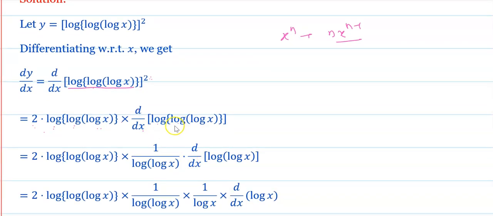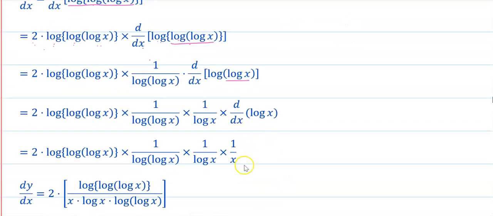Now the derivative of log log x. Derivative of log x is 1 upon this log x. Again, the derivative of this log x, that is the d/dx of log x. What is the derivative of log x? It is 1 upon log x into d/dx of log x, which is 1 upon x. And hence, we have the answer 2 times log log x into 1 upon log x into 1 upon log x into 1 upon x, in this way.